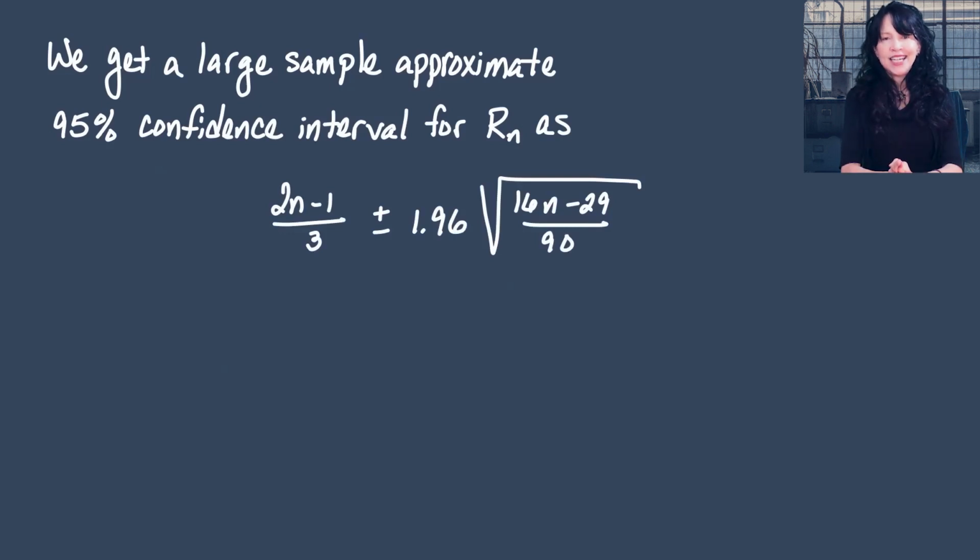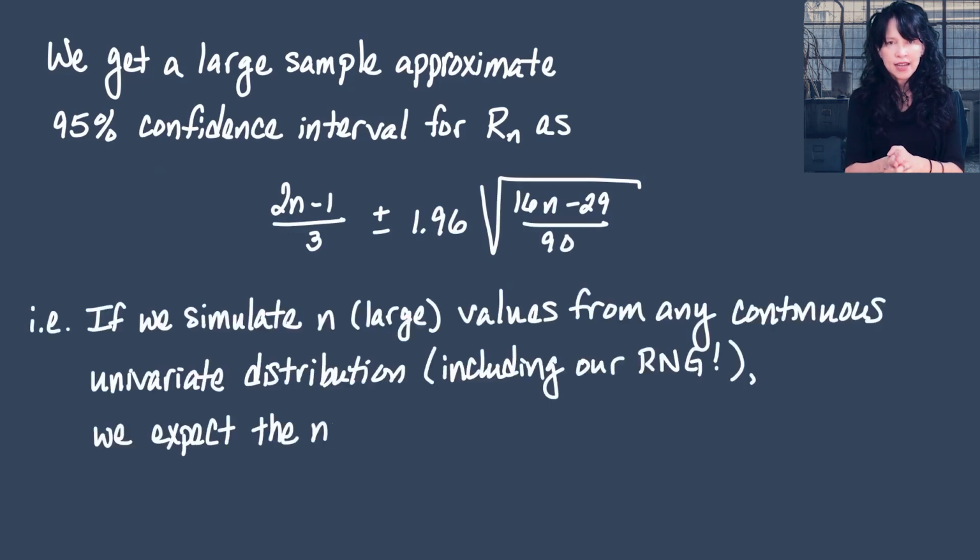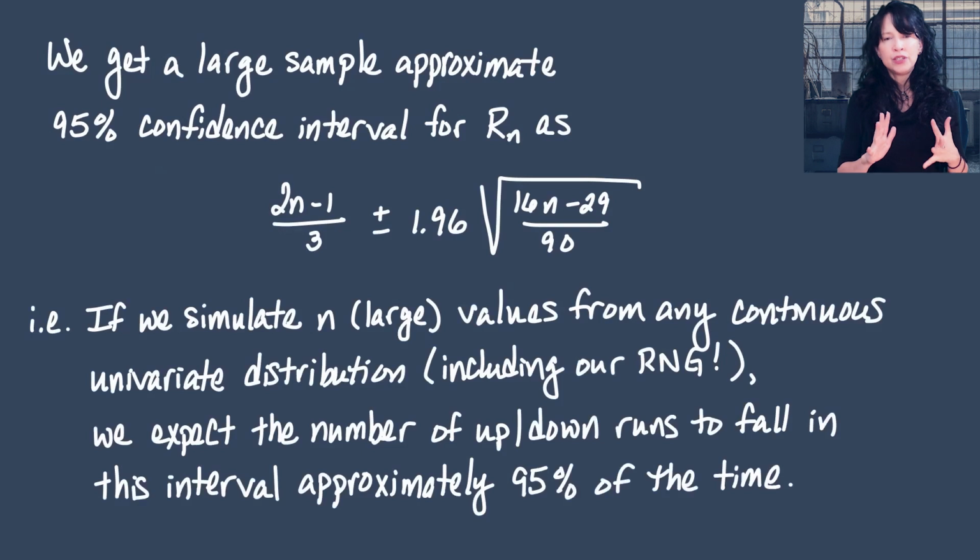But in the end, here's what this is saying. If we simulate a large sample of size n, so n is large, from any continuous distribution, univariate, including our random number generator, then we expect the number of up or down runs to fall in this interval approximately 95% of the time. What does "of the time" mean?